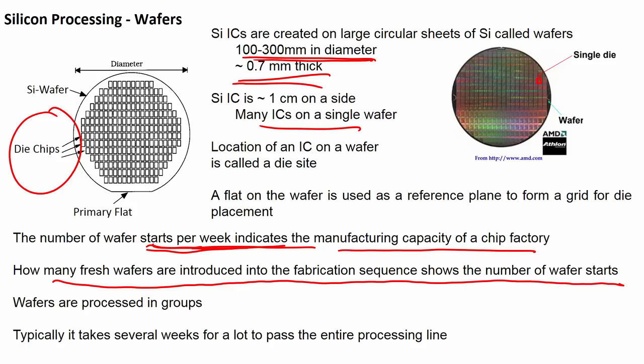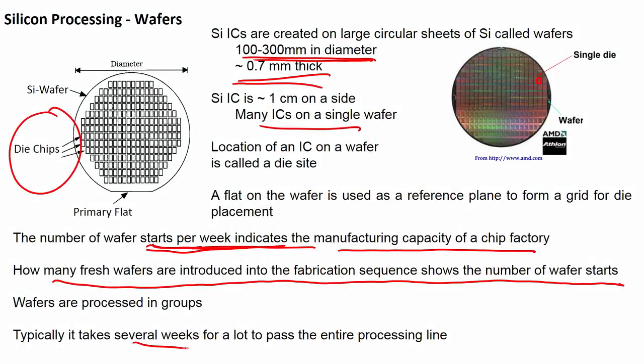But how can you understand what a wafer start is? To understand it, we have another definition, which shows how many wafers are introduced into the fabrication sequence. How many new wafers are introduced in the fabrication sequence shows the wafer start, and the number of wafer starts indicates the manufacturing capacity of a chip factory.